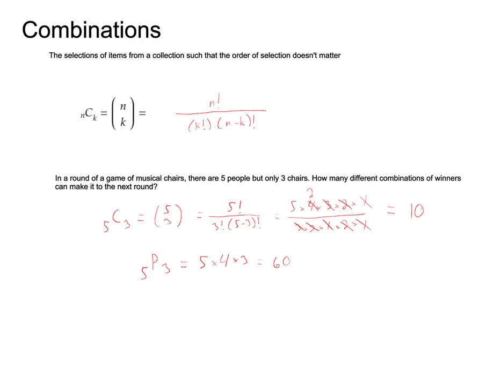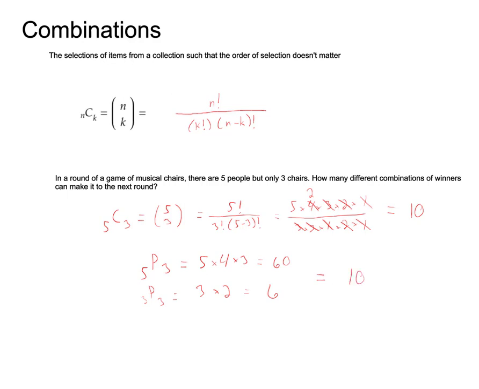But we know that the order doesn't matter for a game of musical chairs. What do we do to get that 60 to turn into that 10? Once you have 3 people, and it doesn't matter which 3 people, how many ways can you arrange 3 people in 3 chairs? That is 3 permute 3, which is equal to 3 times 2 times 1. There are 6 ways to arrange any group of 3 people in those 3 chairs. So what we do is take 5P3 over 3P3, and that gives us our answer, which is equal to 10.